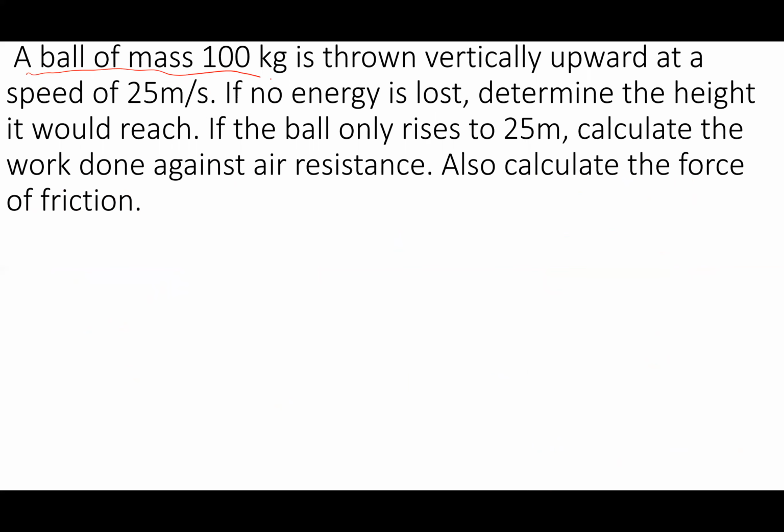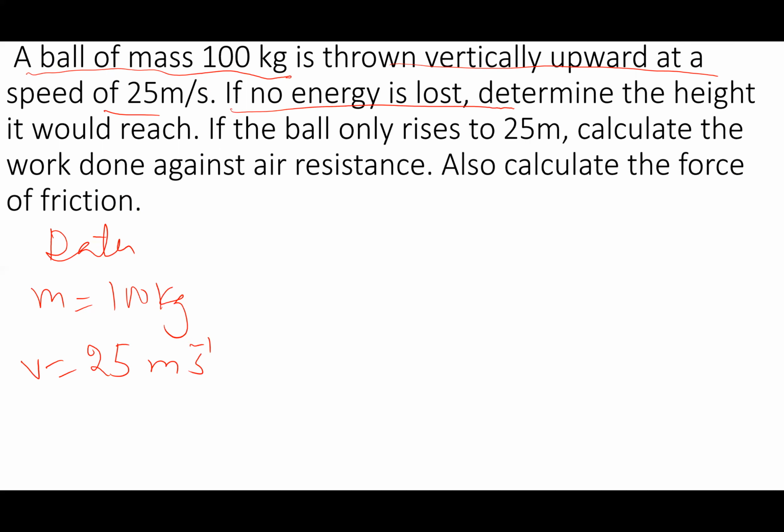A ball of mass 100 kg. Data: mass is 100 kg. It is thrown vertically upward at a speed of 25 meter per second. If no energy is lost, determine the height. You will solve this separately because there is no resistance. Calculate the height.